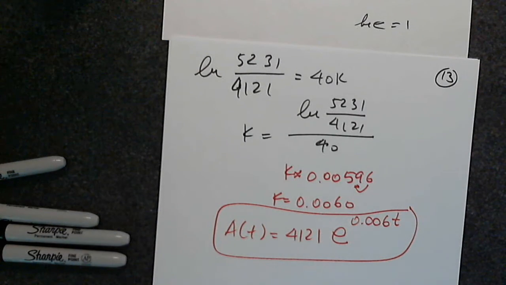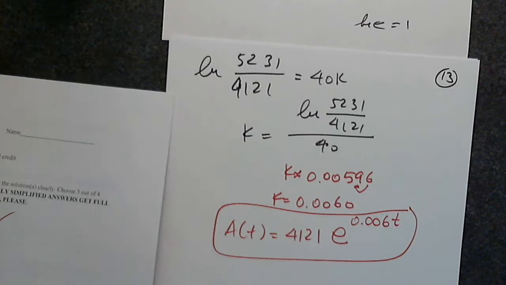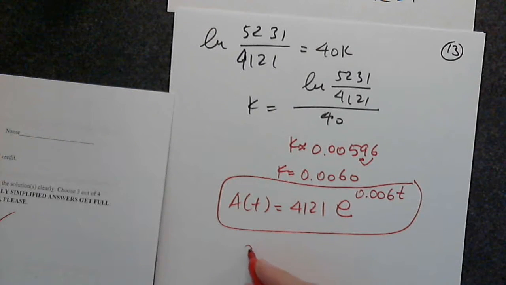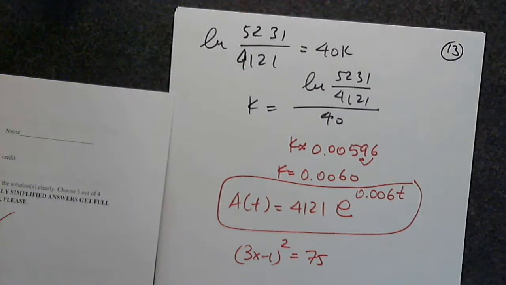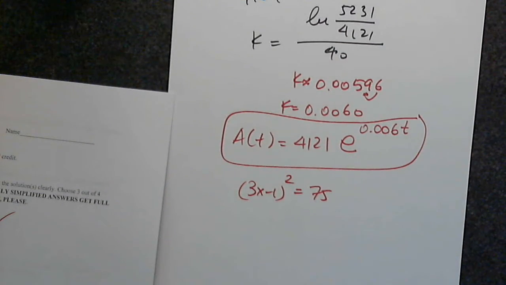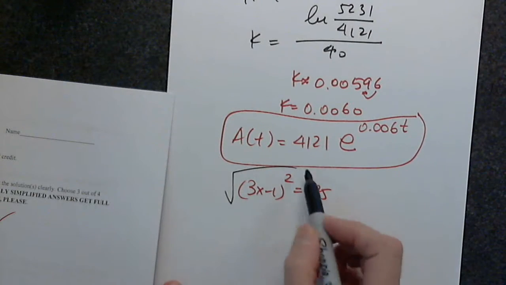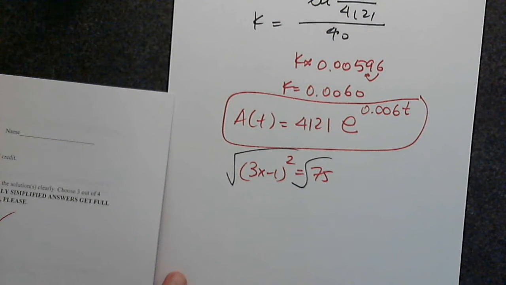I know we have only 3 minutes left, so please choose another problem. What about 1b? So this is 3x minus 1 squared equals 75. How do I solve such an equation? What type is it? It is quadratic, right? That's okay. So I will take the square root. This is typical for square root.